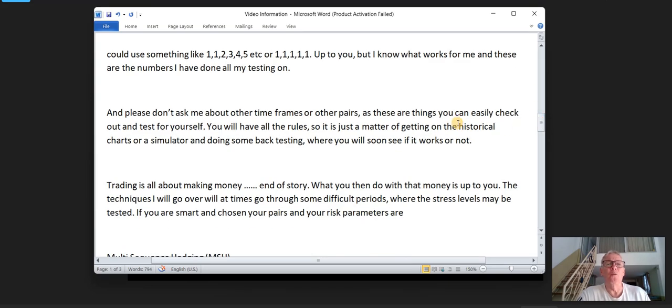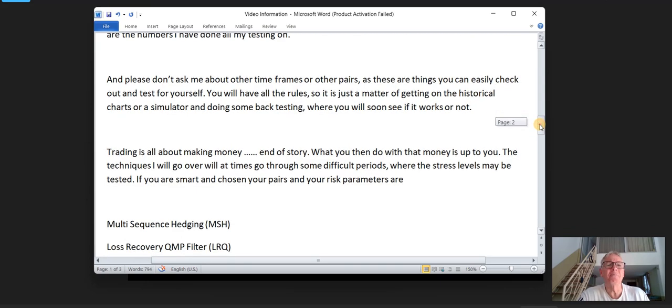I've done all my testing on 1, 3, 5, 8, 13. So it's not traditional martingale where you double after every loss. It's not quite that. The first one's a big jump, 1 to 3. I guess it's 3 times. But 3 to 5 is not, obviously, and 5 to 8 is not. 8 to 13 is not double. Right, I already mentioned that. Asked me about other time frames and that.